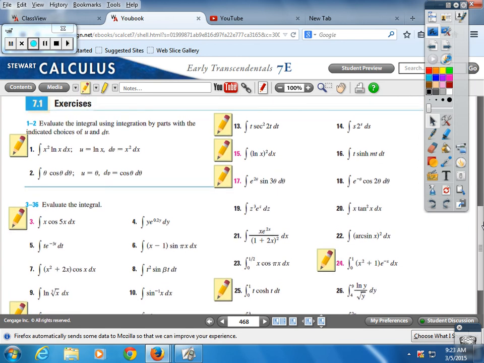Let's challenge you a little bit. Let's go with, I'm not going to do 17 to you. I mean, you can if you want. Well, let's do 17. E to the 2 theta sine of 3 theta. I should make these to where I can copy them. I don't want to have to copy them over.